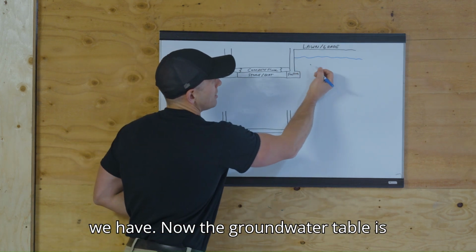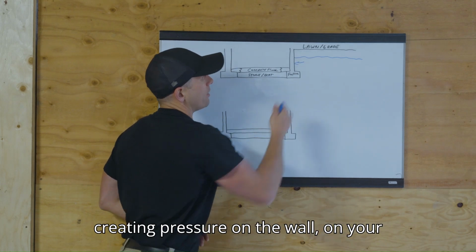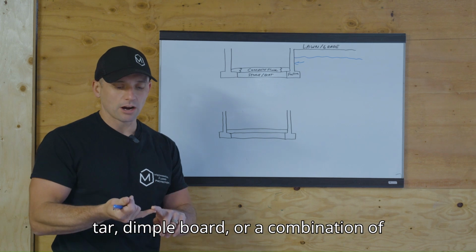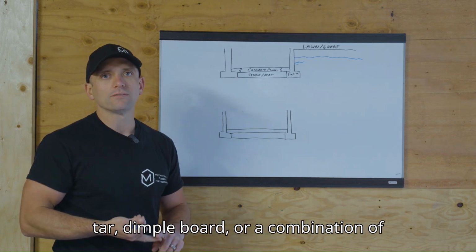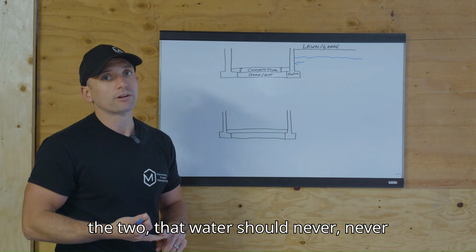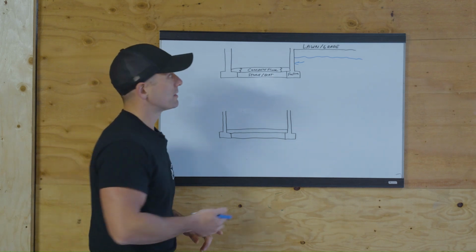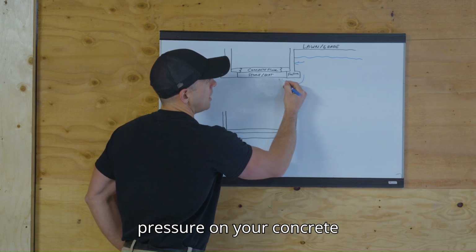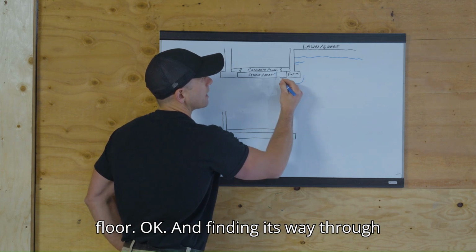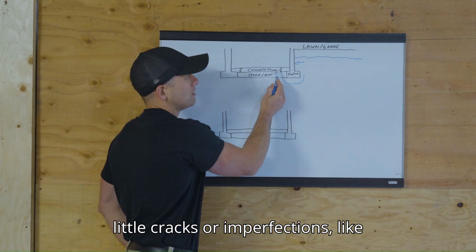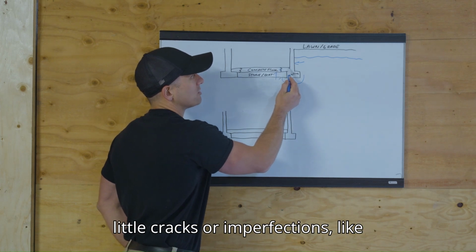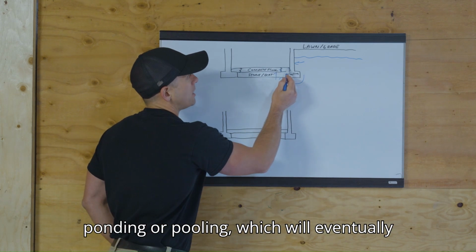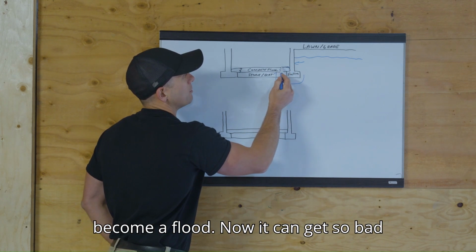Now the groundwater table is creating pressure on your foundation wall, but thanks to the waterproofing installed, whether it be tar, dimple board, or a combination of the two, that water should never infiltrate your foundation walls. However, that groundwater is putting pressure on your concrete floor, okay? And finding its way through little cracks or imperfections, like where the concrete meets the foundation wall in your basement, and that can cause ponding or pooling, which will eventually become a flood.